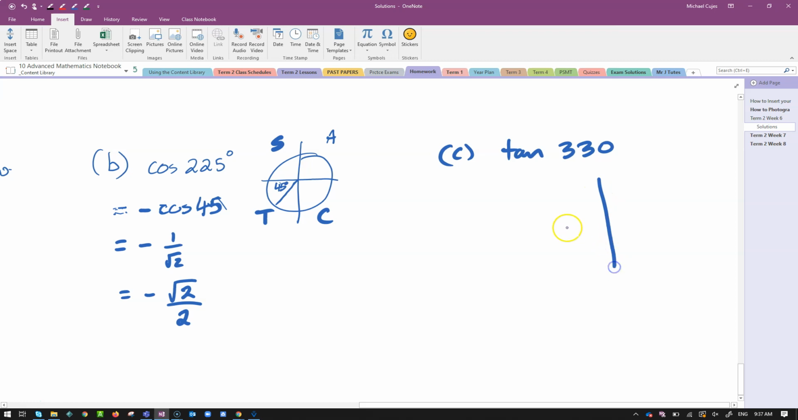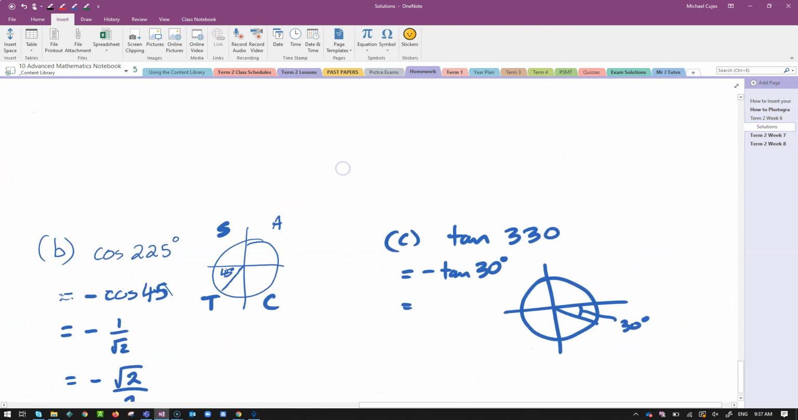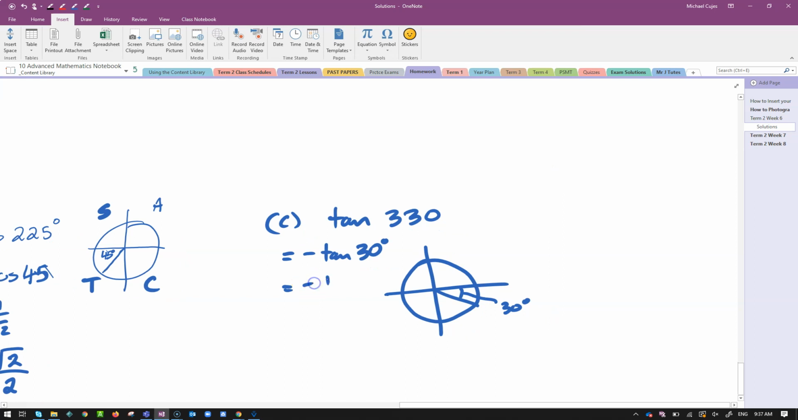Tan of 330. Yeah, easy. So it's 30 degrees. This is equal to, in that quadrant, tan is negative, so negative tan 30. Tan of 30 degrees, you go to your best friend's little buddy and you say, oh, that's 1 over root 3. Negative 1 on root 3, negative root 3 on 3, gold star.